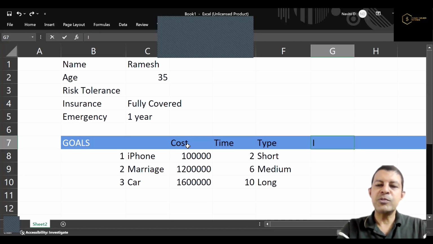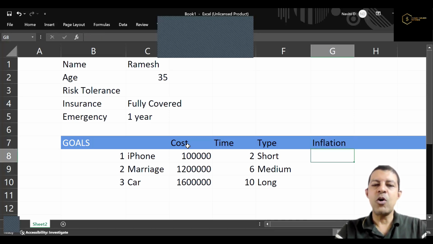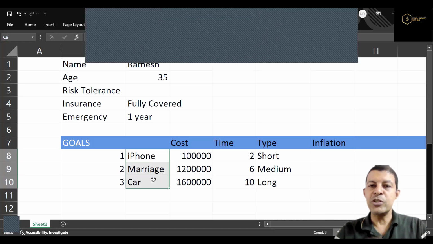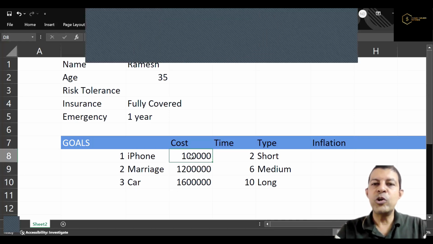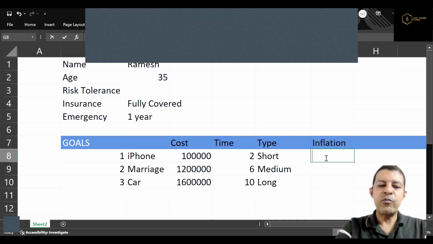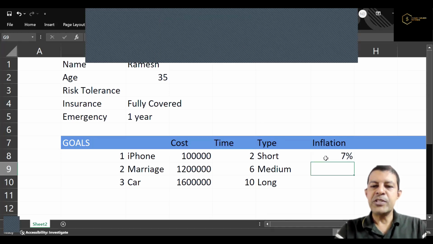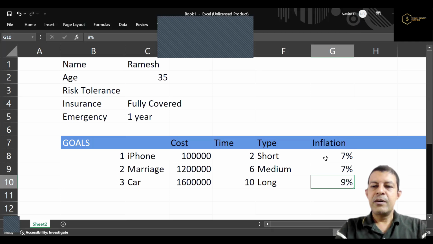So assumption in terms of what is the inflation of the cost with respect to each of these goals in the future. That means after 2 years, what is the cost of the iPhone going to look like? Because he needs to spend that particular cost in the future. So inflation for iPhone, we are going to assume 7%. Marriage, we are going to assume inflation of 7% again. Car, we're going to assume inflation of 9%.